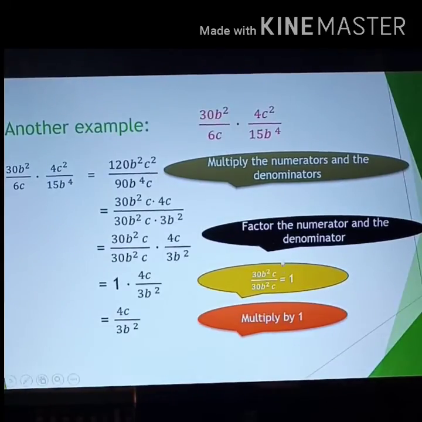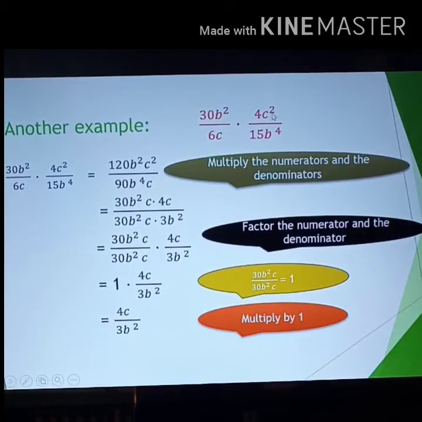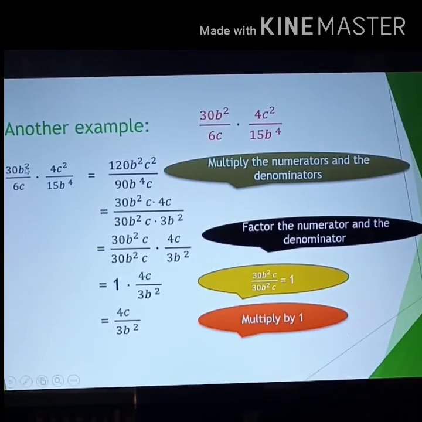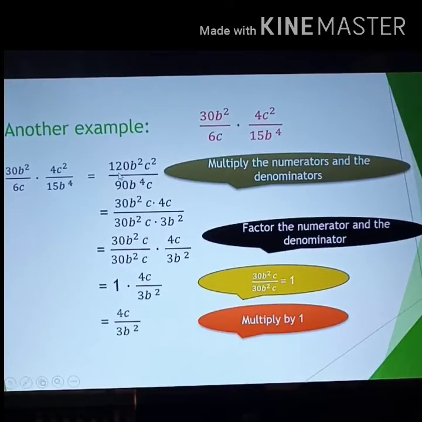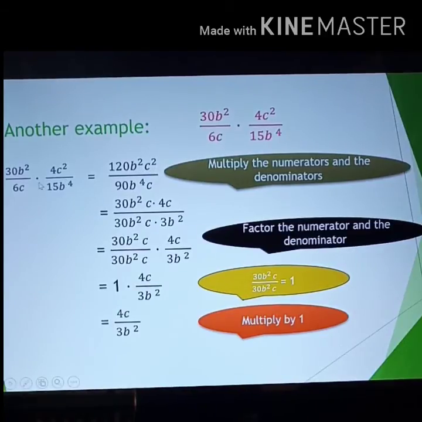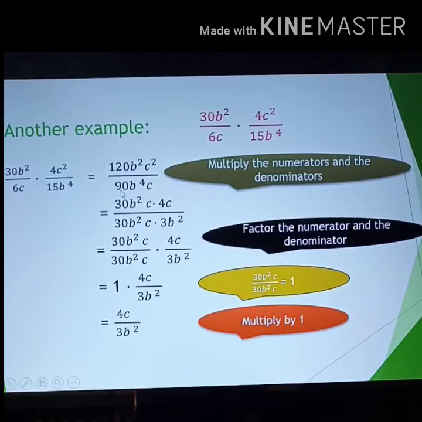Another example. We have 30b squared over 6c times 4c squared all over 15b to the 4th power. So first, we're going to multiply the numerators and the denominators. So 30b squared times 4c squared is equal to 120b squared c squared. And 6c times 15b to the 4th power is equal to 90b to the 4th power c.